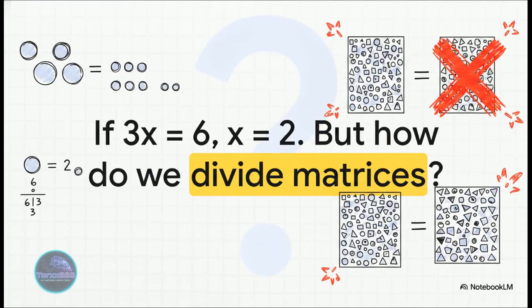To kick things off, let's look at a super simple question. If I tell you 3 times x equals 6, your brain probably does the math instantly, right? You just know x is 2. It's basic arithmetic. You're just dividing 6 by 3.